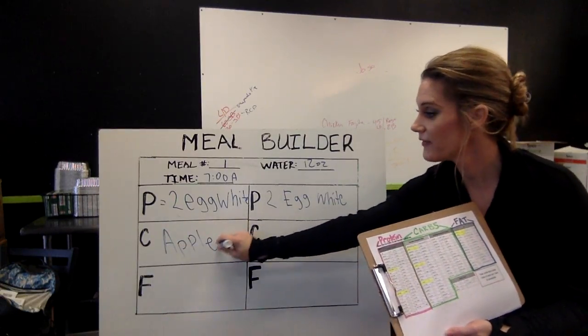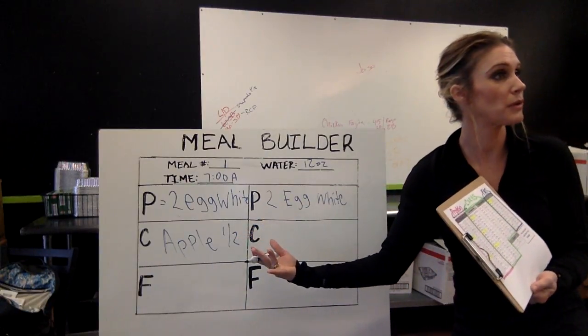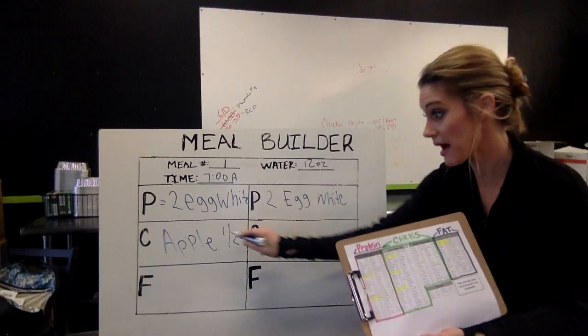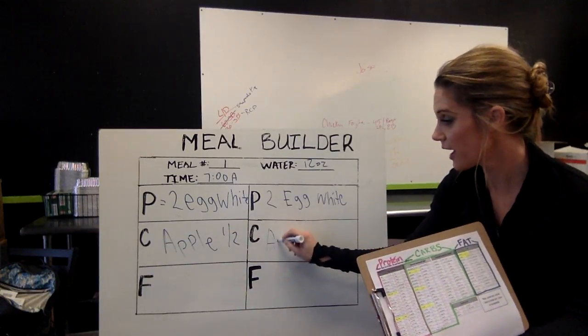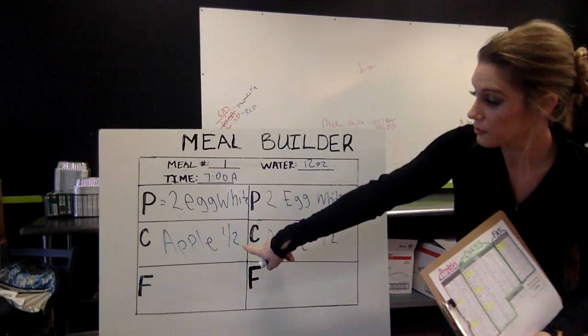And I can have 1/2 of an apple. Now I want another block of carb. I want more apple. How much apple would I eat? 1 apple. Well, I would end up having 1 whole apple. That is correct. So I would put 1/2 here. Now I have 2 blocks of carb.